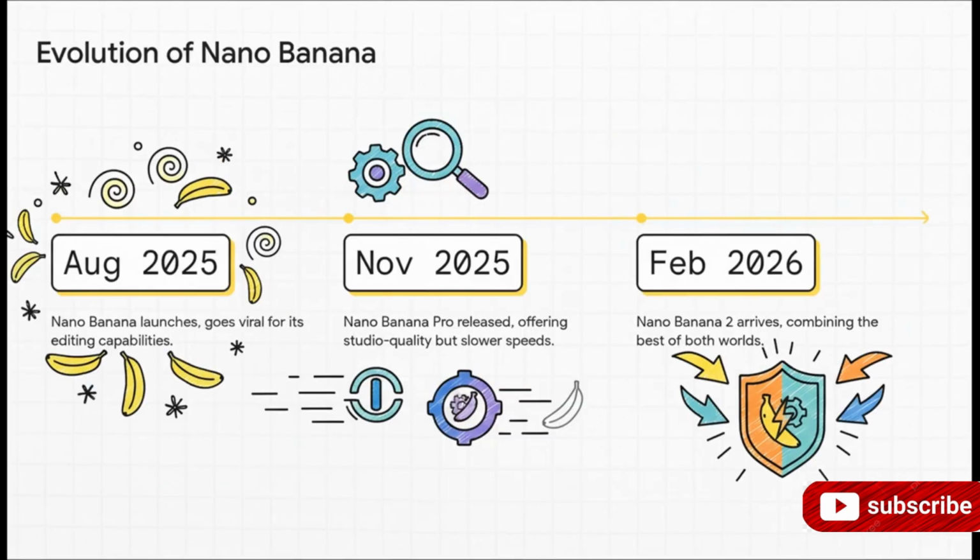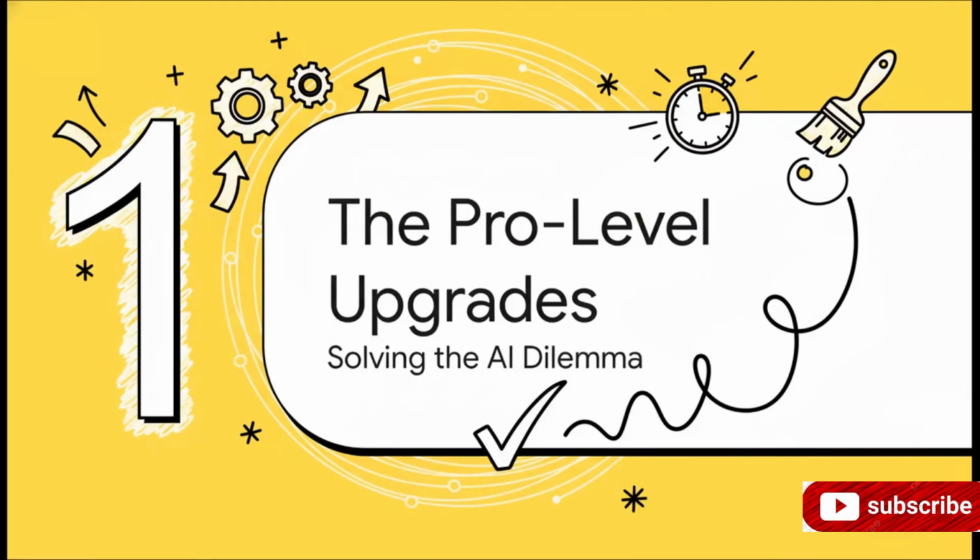And to really get why this is a big step, just look at how we got here. The original Nano Banana went totally viral back in August 2025 for its editing tricks. Then, just a few months later, Nano Banana Pro came along, giving us amazing creative control, but it was slow. Now, here we are with Nano Banana 2, which is supposed to be the one that finally brings it all together. Okay, so how exactly does it solve that dilemma we were just talking about? Let's get into the nitty-gritty and break down the pro-level upgrades that really make this thing tick.